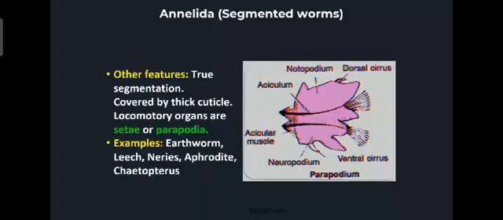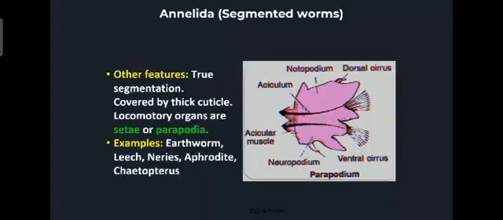Clear? Then other than this, they possess longitudinal and circular muscles which help in locomotion. In each segment you will find the longitudinal and circular muscles, which help in locomotion. That is, in the earthworm you must have seen the movement, how they are moving. The body is contracting and relaxing, contracting and relaxing. So for that purpose these muscles are helping, which are present in each segment.